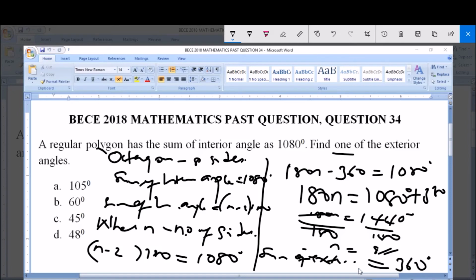So therefore, we say that one of exterior angle is equal to 360 all over 8, and this will give us 45 degree. So therefore, one of the exterior angle of this regular polygon, which is an octagon, 8-sided polygon, is 45 degree by dividing 360 by 8. So we have 45 degree.